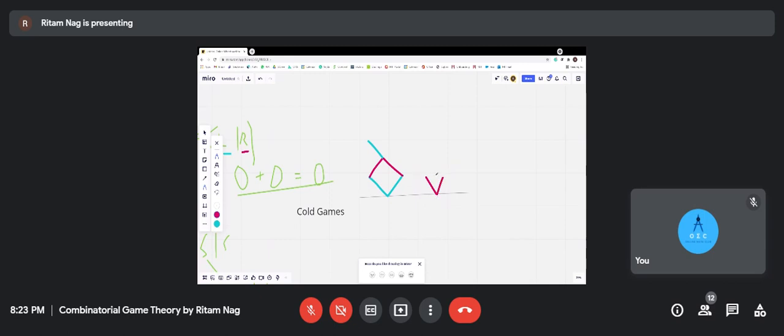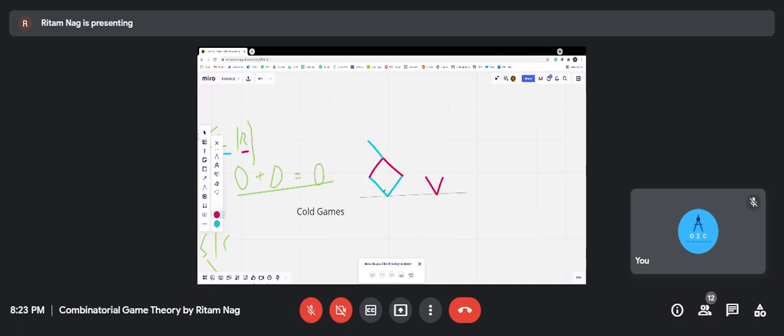Since different games correspond to different nodes on the floor, the addition of games here also makes sense. So the framework that we have makes a lot of sense. Now I want to talk about some simple Hackenbush games.